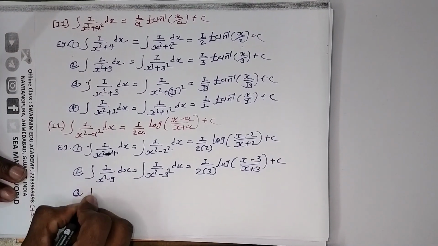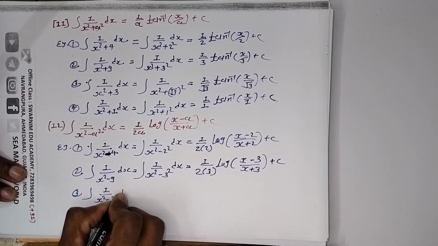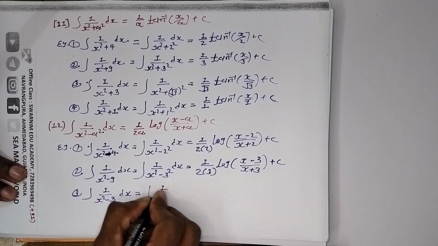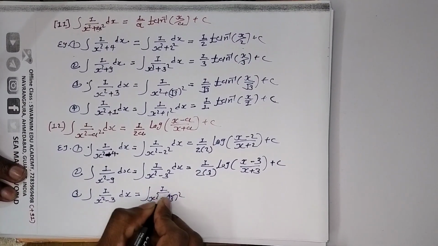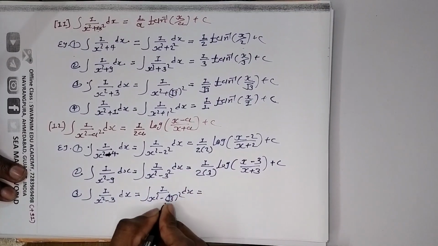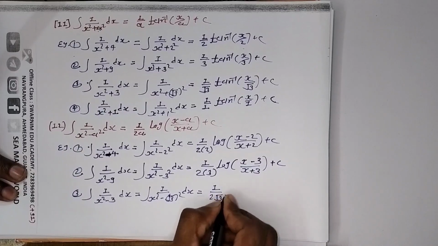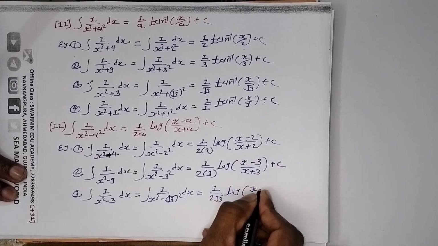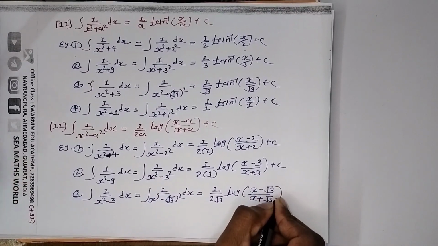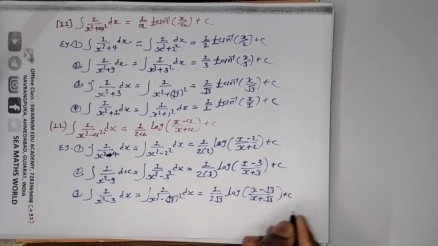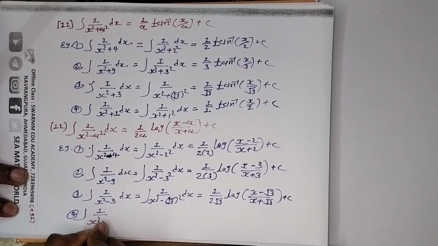Next example, integration of 1 upon x square minus 3. Can we write 3 as under root 3 square? Yeah. So a will be under root 3. So 1 upon 2a is under root 3, log of x minus a upon x plus a is what? Under root 3 upon x plus a is under root 3.